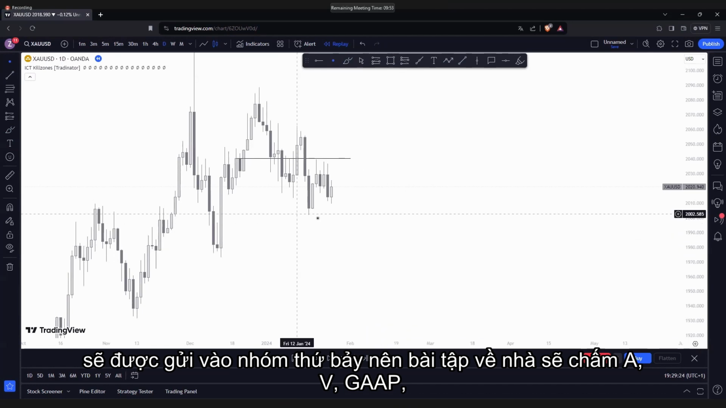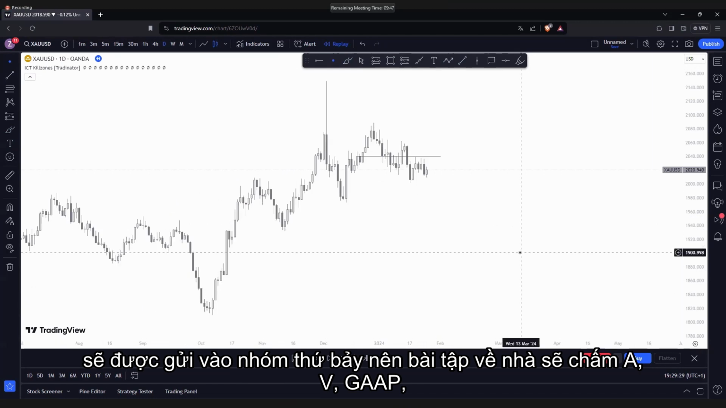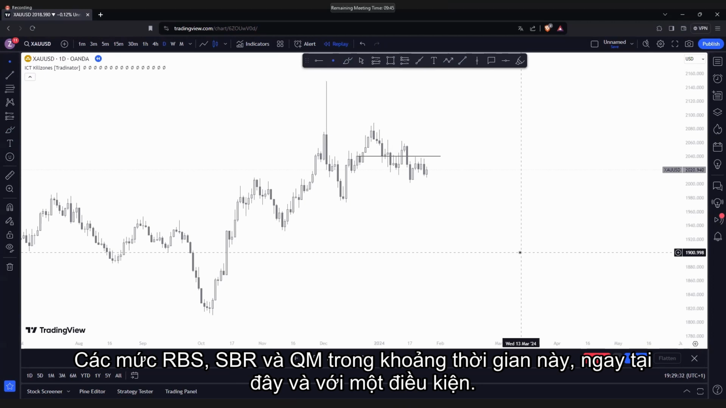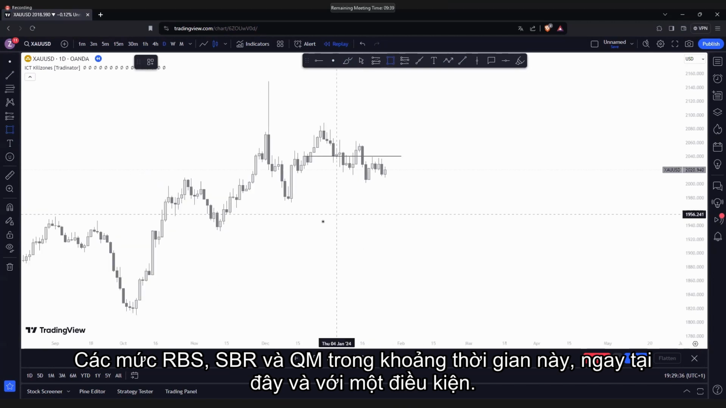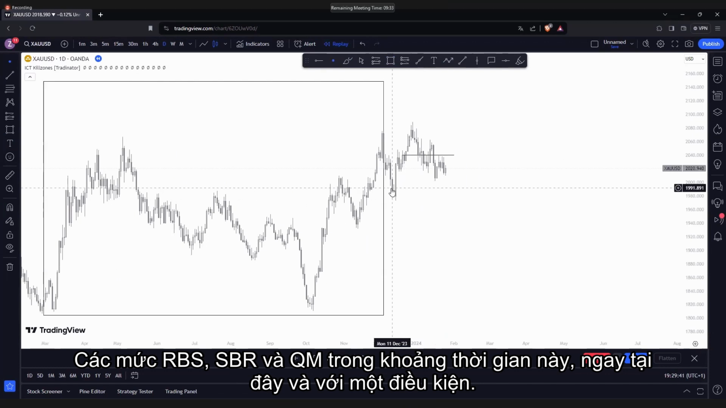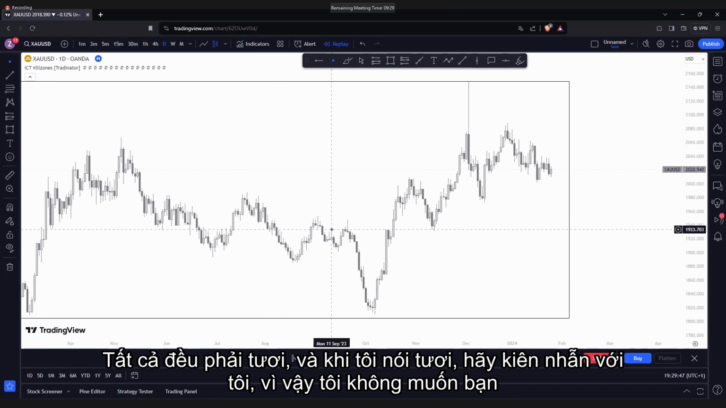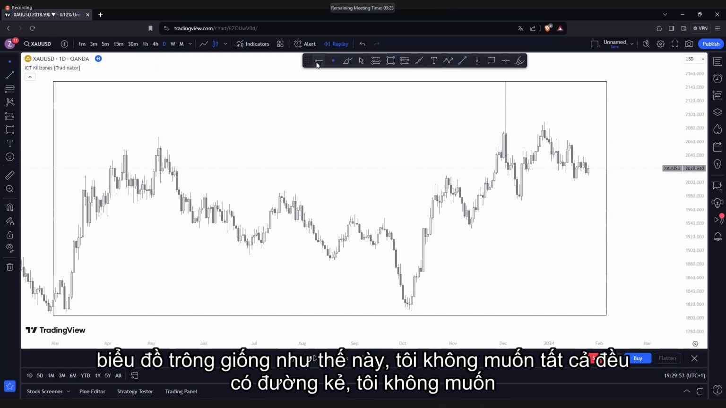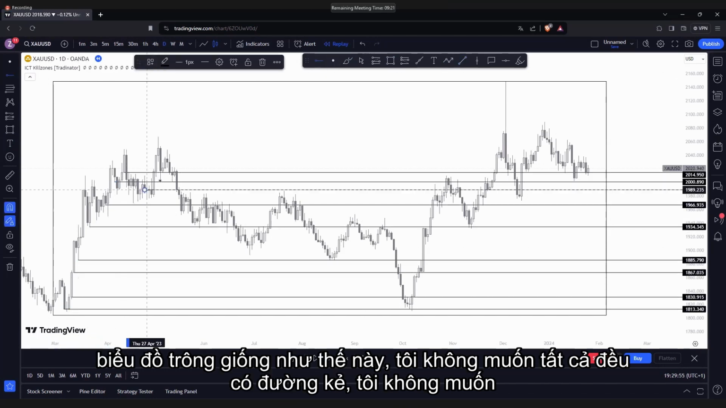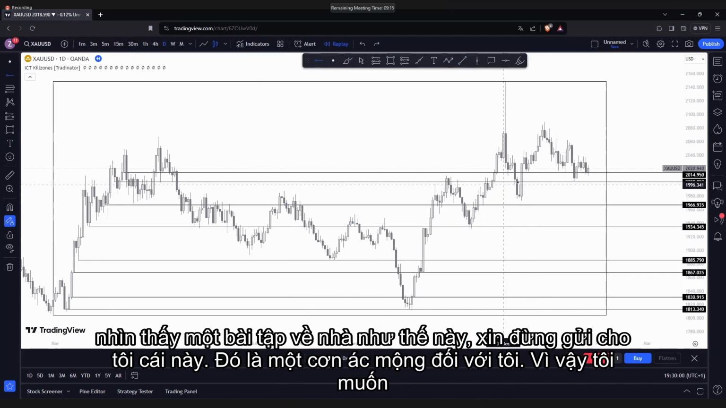Okay, so the homework is going to be marking A, V, gap, RBS, SBR, and QM levels for this period of time right here, and with one condition. They all have to be fresh. And when I say fresh, bear with me. I don't want your chart to look something like this. I don't want all of it with lines. I don't want to see a homework like this. Please don't send me this, okay? It's a nightmare to me.